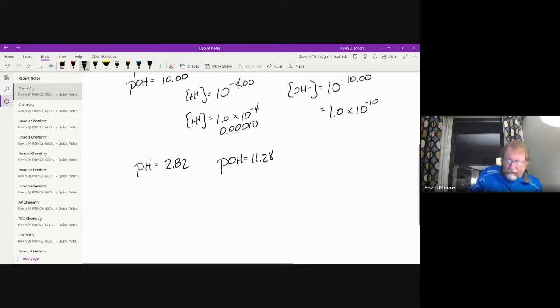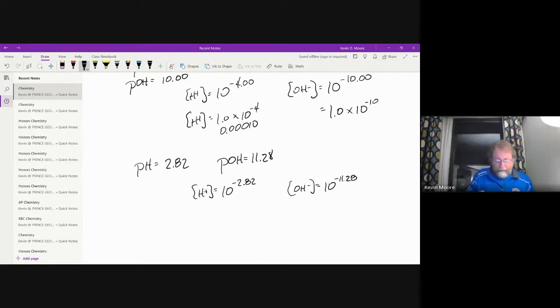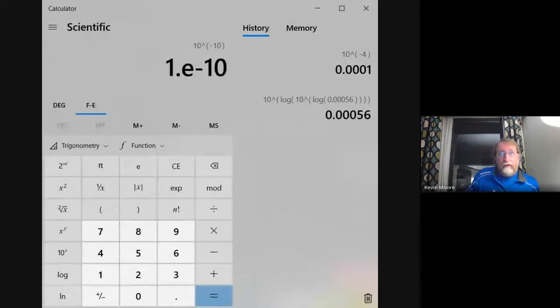So now I can go through and say, all right, my hydrogen ion concentration is going to be equal to 10 to the negative 2.82. My hydroxide concentration is going to be equal to 10 to the negative 11.28. All right, let's switch real quick. Stop presenting that. I'm going to switch to my calculator. Hopefully I can still see it. I can. So I had 2.82 and 11.18 should have been that. I put 11.28 there, but it is 11.18 for 2.82.